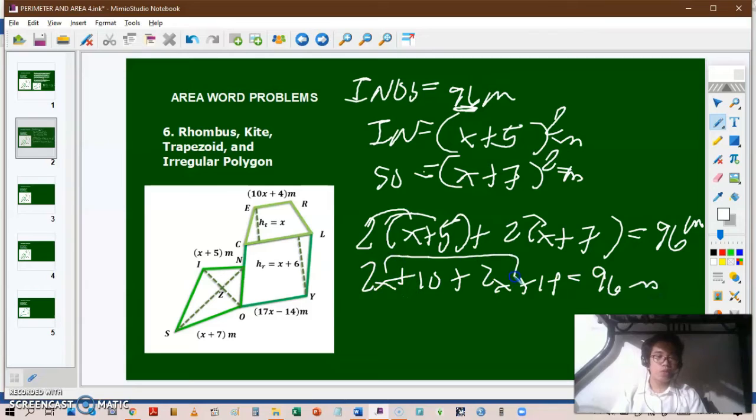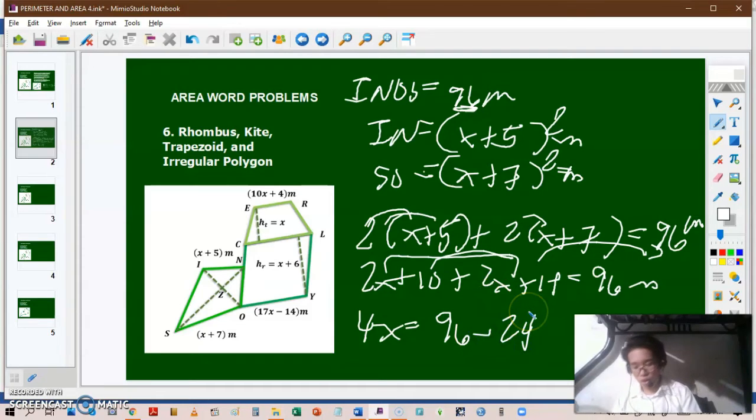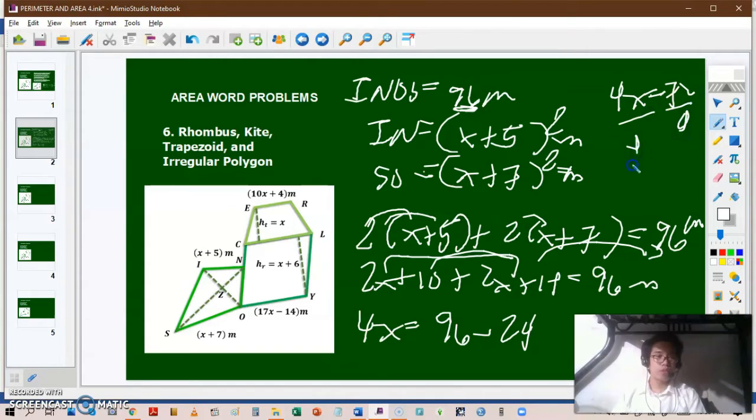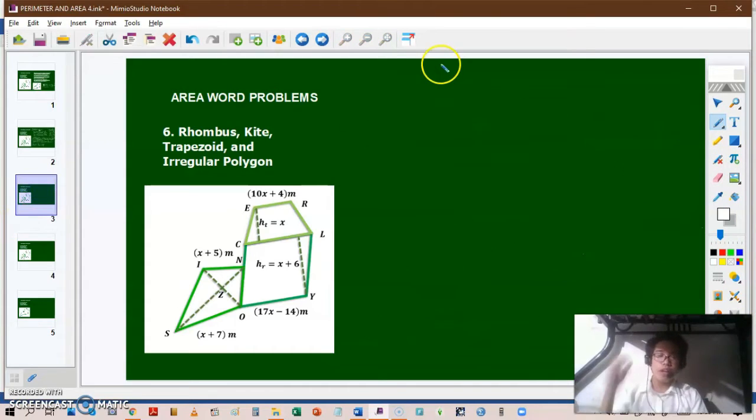And then 2x plus 2x, that's going to be 4x is equal to 96. Then we have to transpose 10 and 14 to the other side, so that's going to be plus 24. We've transferred that to the other side, it's going to be minus 24. So 96 minus 24, we have 72. So 4x is equal to 72. If we divide this by 4, 72 divided by 4 is 18. So the value of our x is 18. Okay, there you go. So we have now the value of our x.